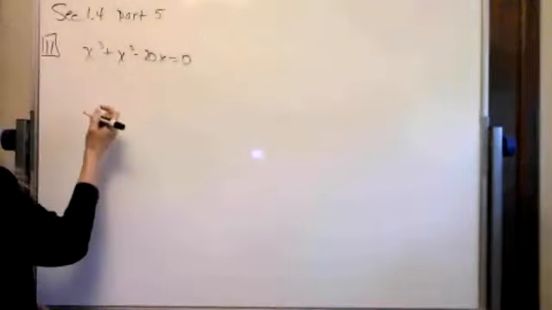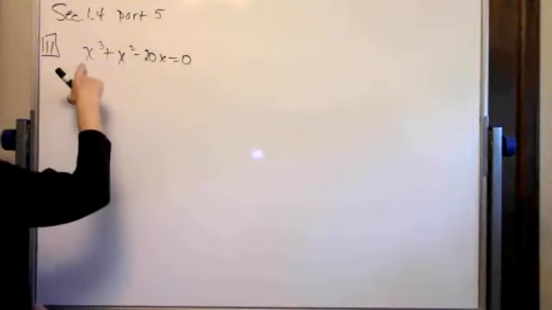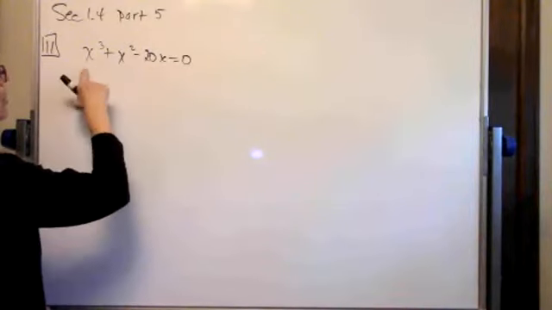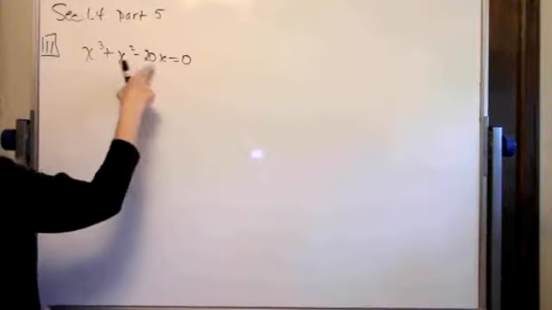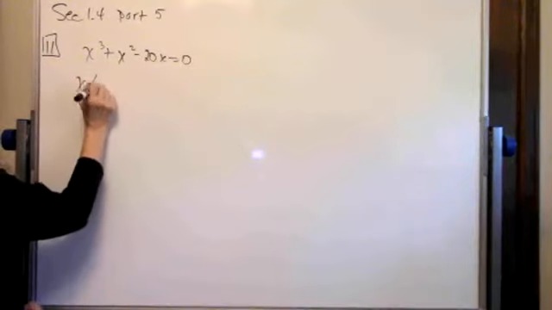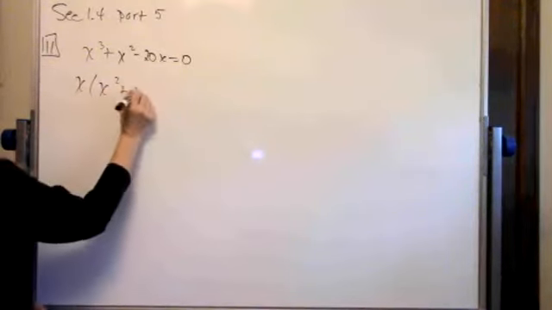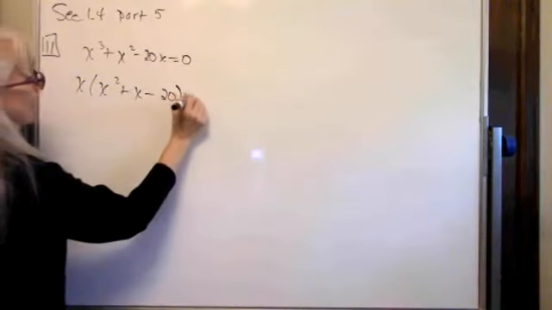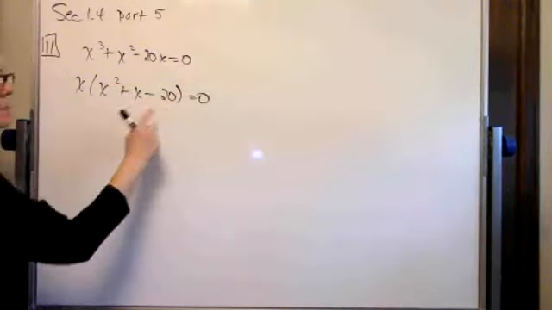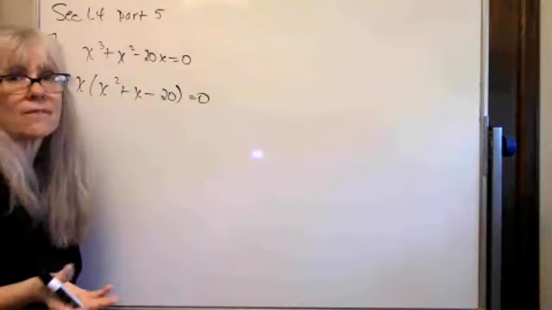What I am going to do instead is just go back to basic factoring rules. Is there something that I can pull out of all three terms? Well, yeah, all three terms have an x. So let's factor the x out first. That'll leave me with x squared plus x minus 20 is equal to 0. What's left in the parentheses is a quadratic. I know I can factor it further.